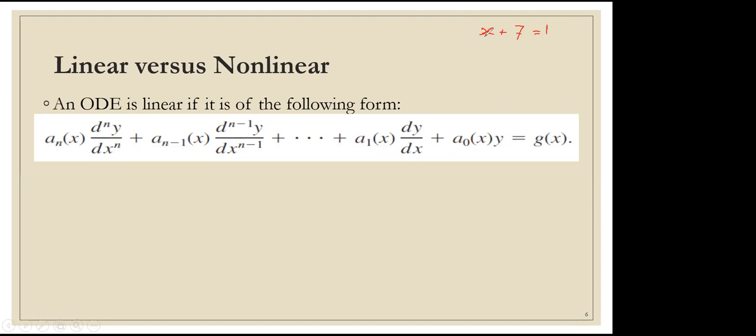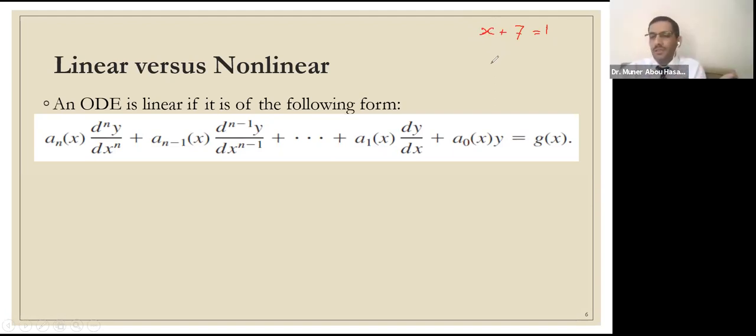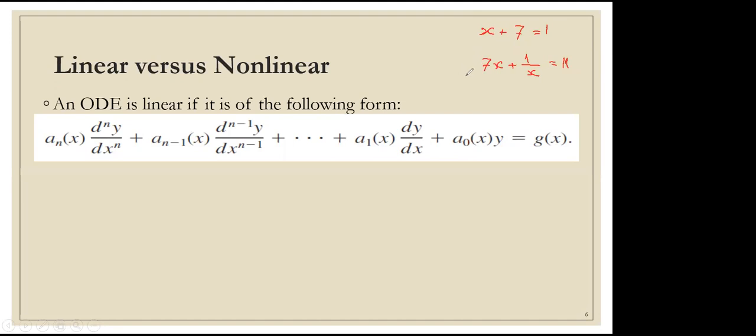Do you know what is the difference? Linear, because it contains only x, no x squared. What do you think about this? 7x plus 1 over x equals 11. What do you think about this equation? Non-linear. David is speaking.